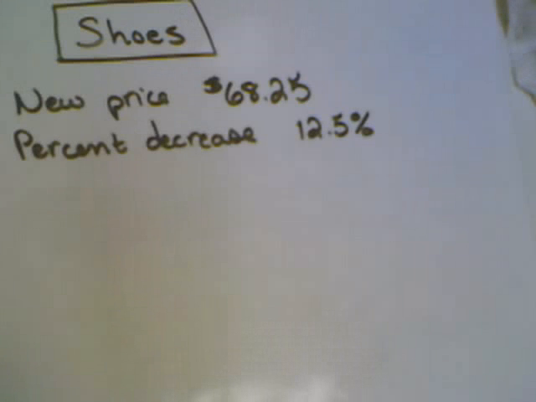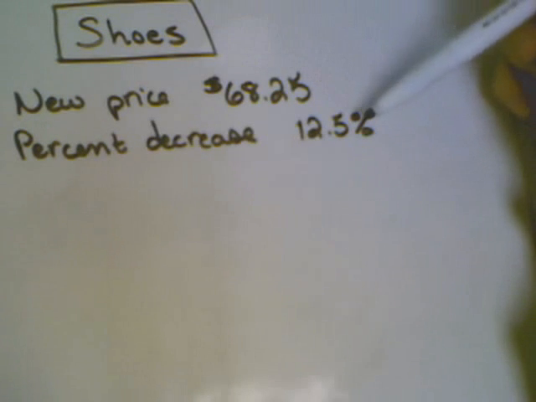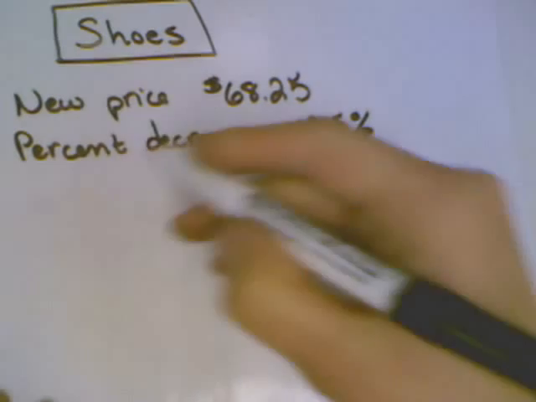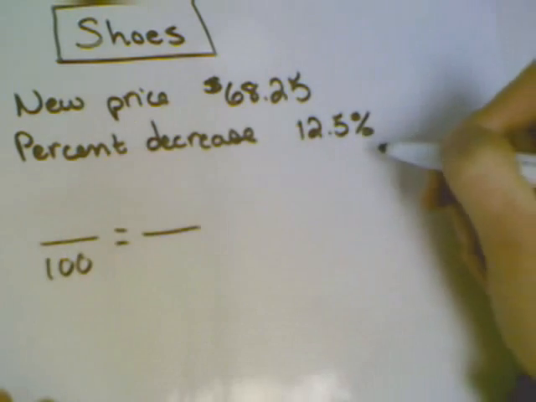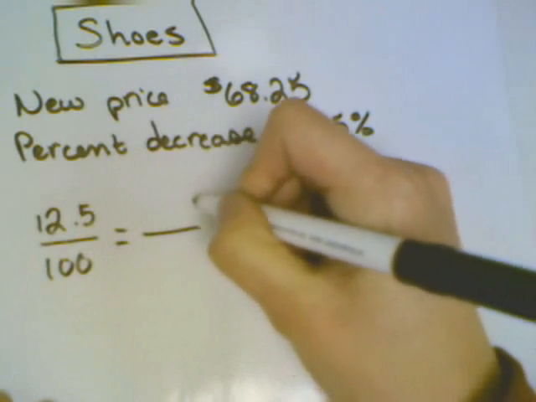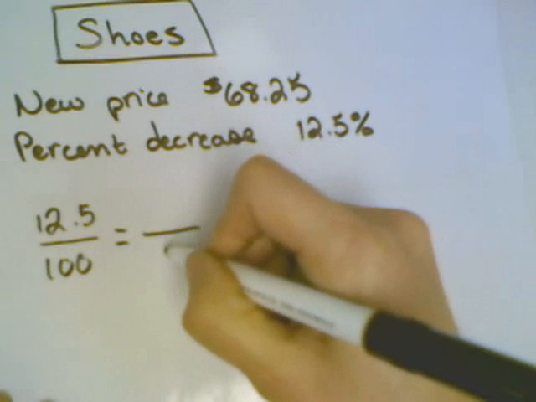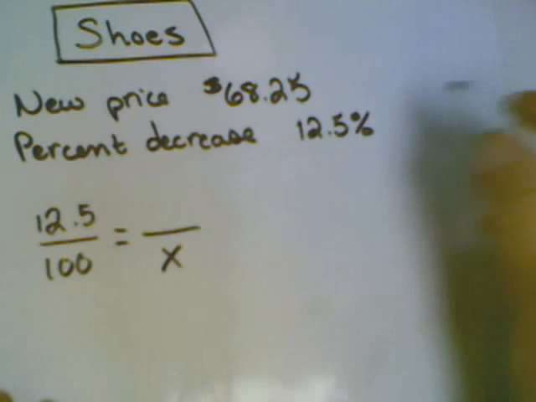Here's our last example. This one deals with a percent decrease. A pair of shoes has a new price of $68.25. That price was decreased by 12.5%. We want to know the original price. So let us set up our proportion. I have the percent decrease over 100 equals the change in price over the original price. I'm trying to find the original price, so I'm going to use x.